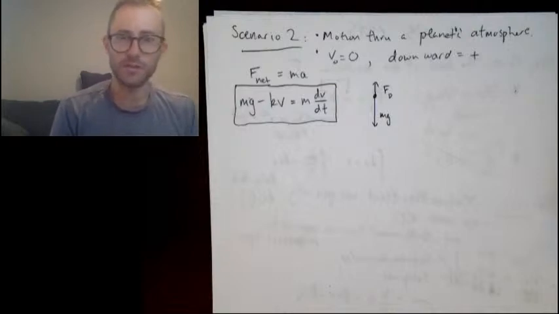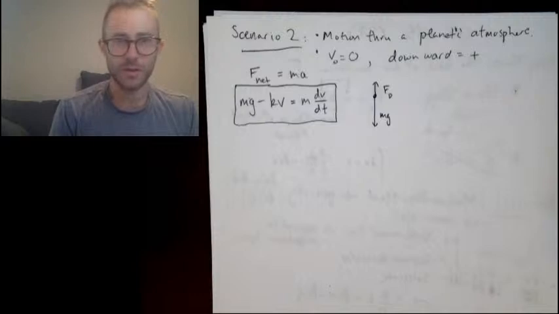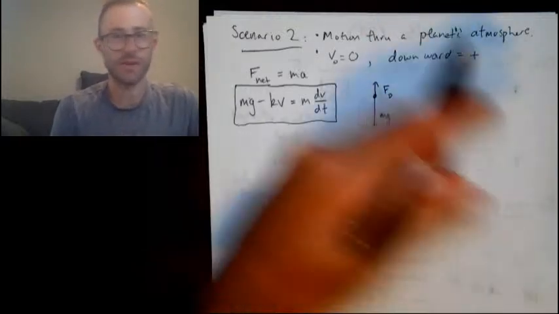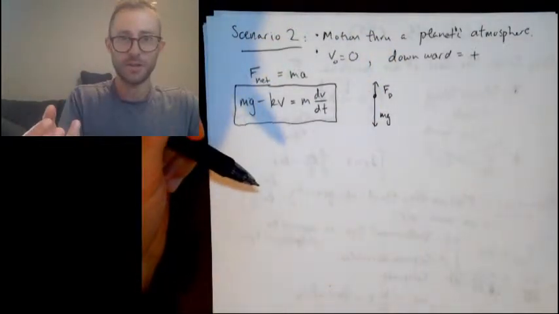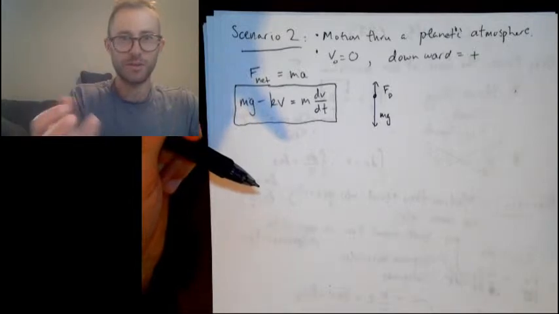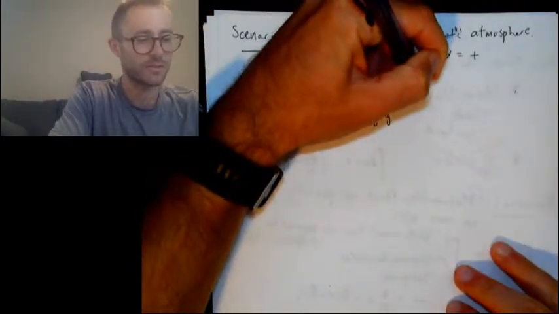So one of the interesting things about motion through a planet's atmosphere is as the object falls, it's going to pick up speed. And as it picks up speed, the drag force increases.